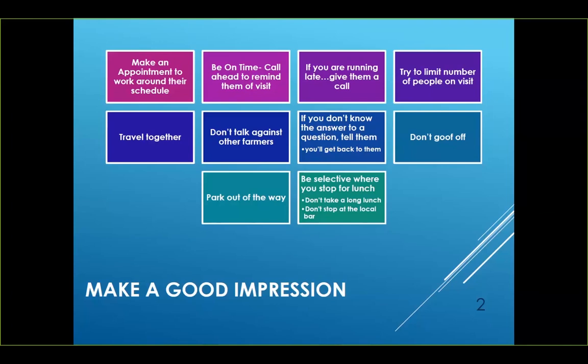Another very important one is if you don't know the answer to a question, tell them. Don't try and act like you know it all. They'll see right through that. It often leads to many problems down the road.